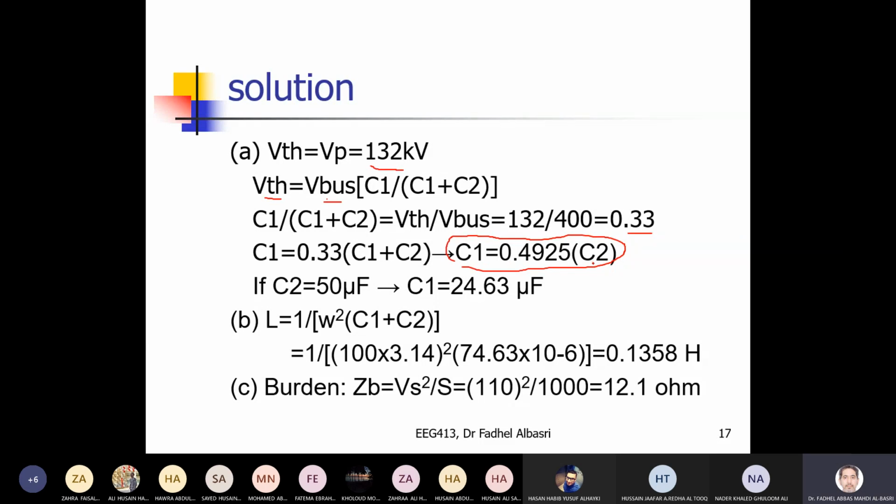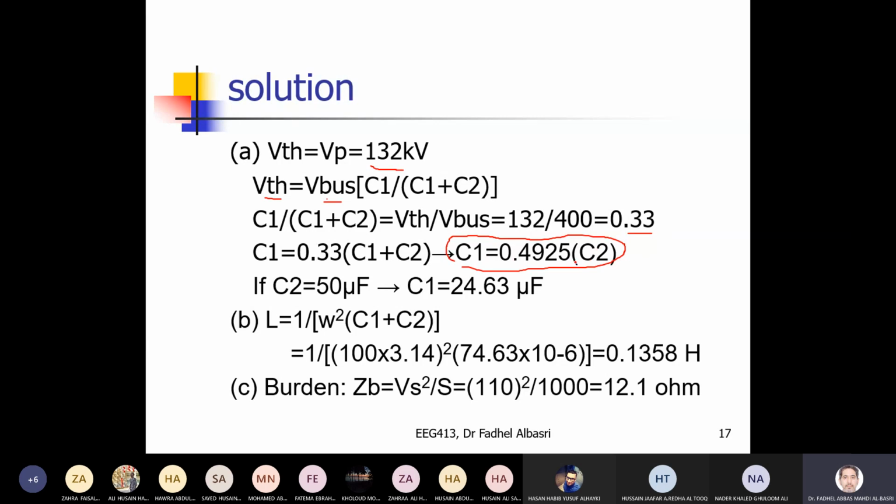And now I have so many choices here. For a given value of C1, say 1 microfarad, C2 has to be 0.5 microfarad. If C1 is 1 farad, C2 has to be 0.5 farad. So that has so many choices. From the design point of view, a higher value is better than a smaller value.